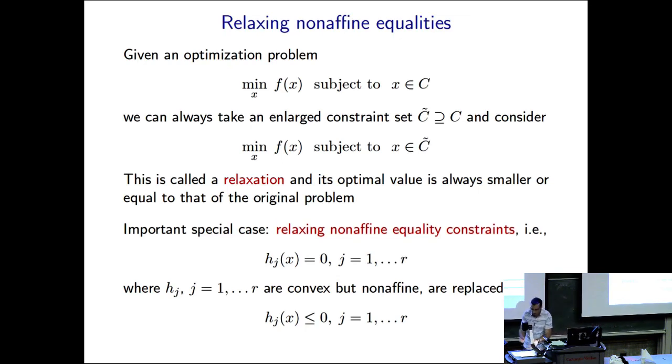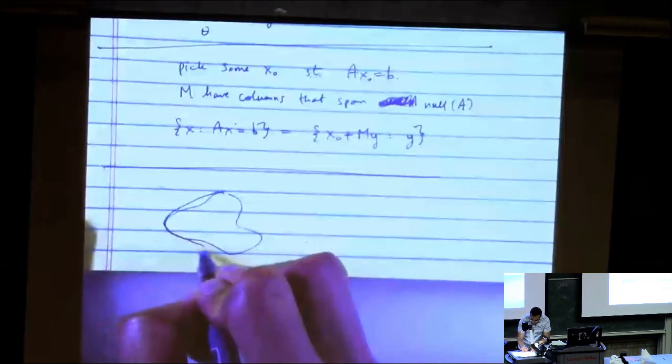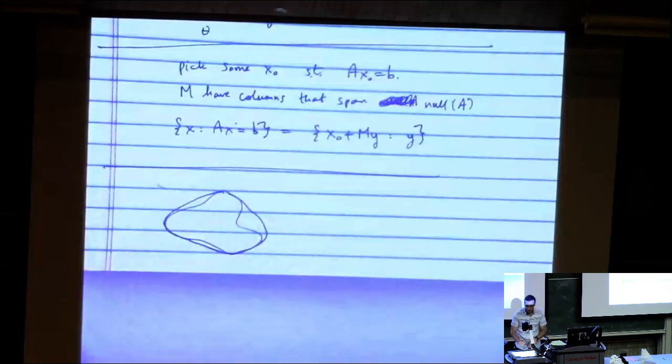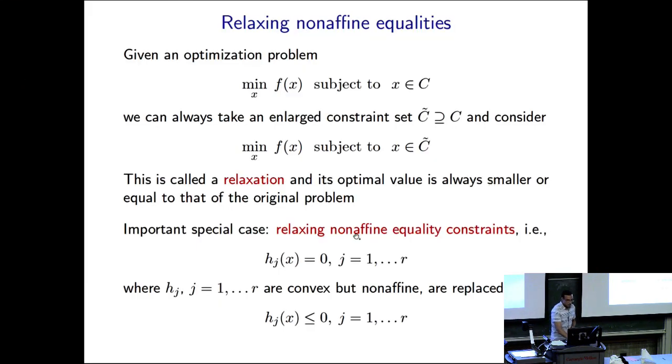Pictorially, it's something like I have minimizing f over some set like this. It's not convex, so I'm going to take its convex hull, which is the smallest convex set containing it. And if I minimize f over that, which is C tilde, then I can expect the criterion value I find at optimum to only be lower than what I would have gotten if I had looked at the original set. So this is one way that we deal with non-affine equality constraints.